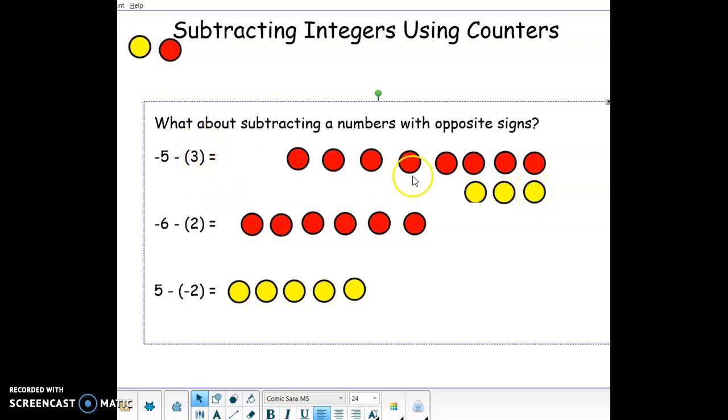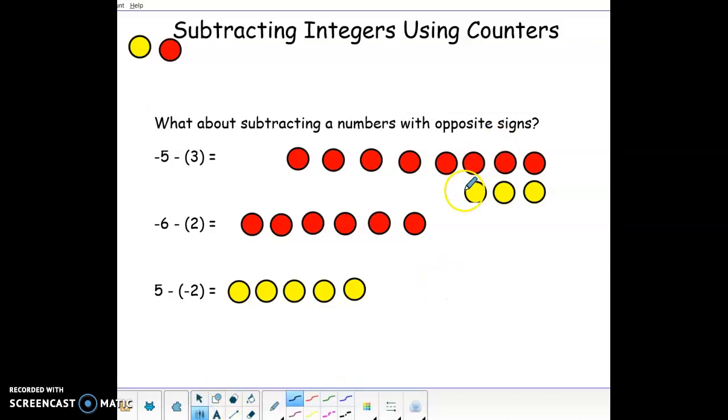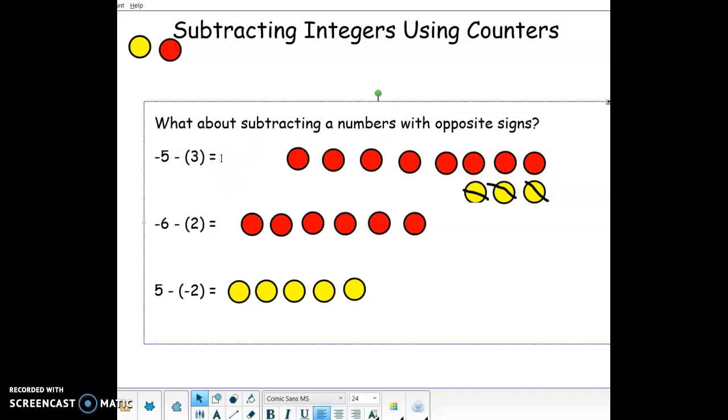Okay, now if I look here, after I created my 0 pairs, what I've done is I now have 3 positives that I can take away. So if I take away my 3 positives, 1, 2, 3 positives, I'm left with 1, 2, 3, 4, 5, 6, 7, 8 negatives. So we would say that negative 5 minus a positive 3 is a negative 8, okay? So this is how it works on the next one.